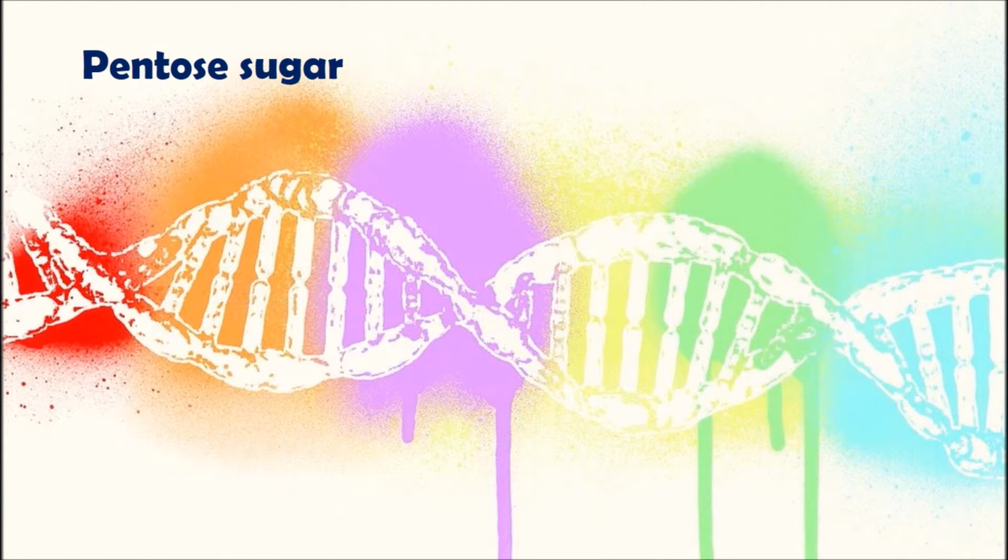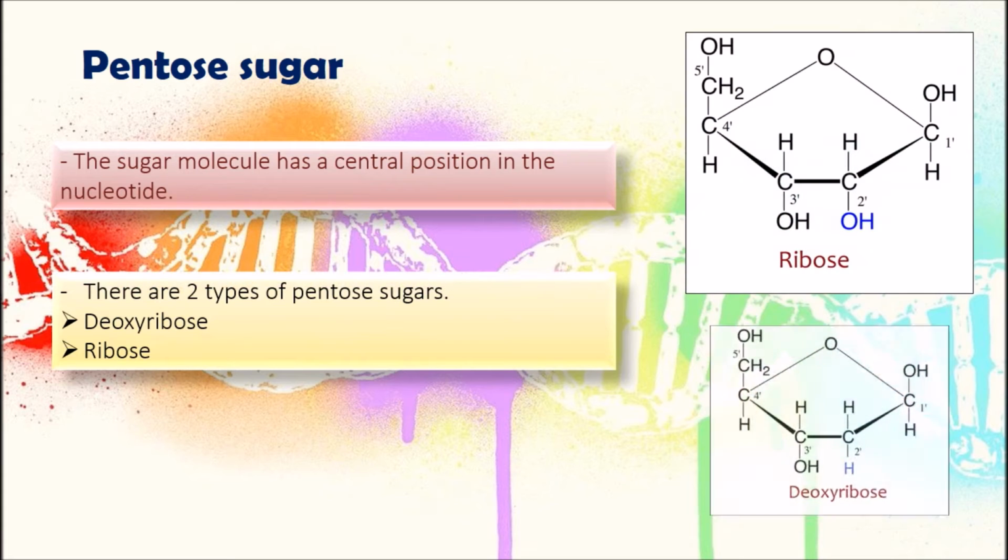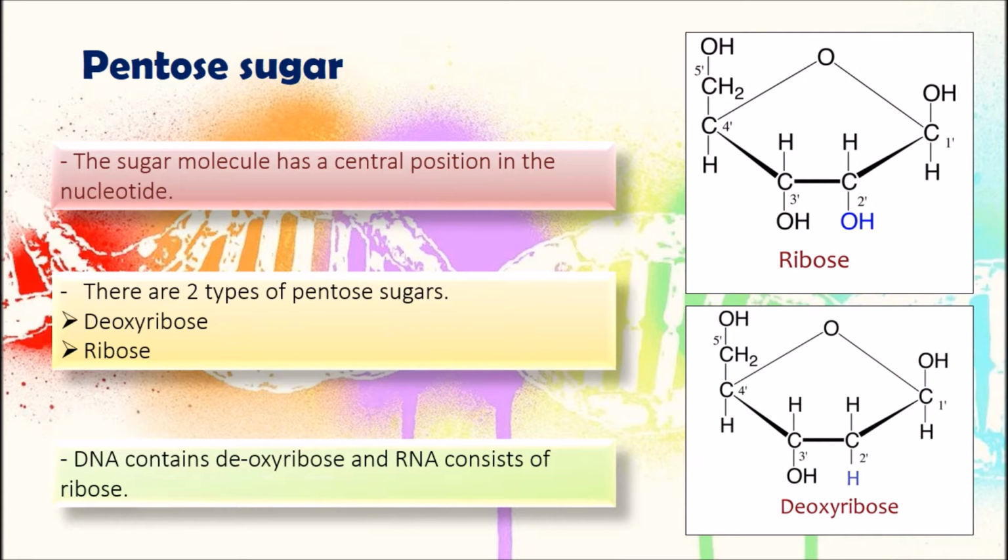Pentose sugar. The sugar molecule has a central position in the nucleotide. Pentose sugars are of two types: deoxyribose and ribose. Deoxyribose is the sugar in DNA and RNA contains ribose. These two sugars look similar in structure.